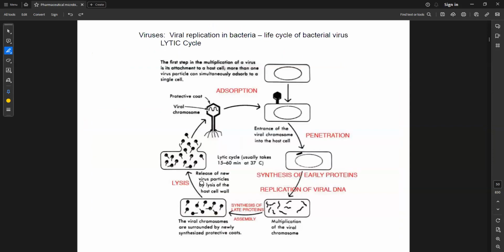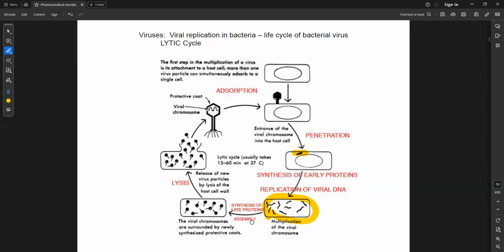Okay, so this is a basic life cycle. So the first step in multiplication, you absorb the bacteria onto a living cell, then the virus. Then the virus will penetrate and there will be a viral chromosome into the host cell. As you can see, this tiny thing. Then there's synthesis of early proteins. Then there's replication of viral DNA within the cell. Then there will also be multiplication of viral chromosome.